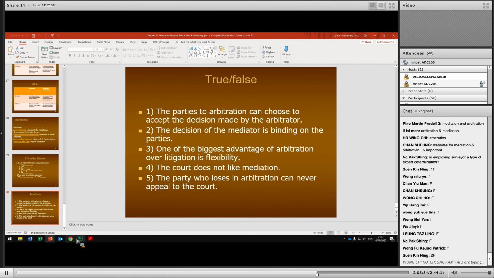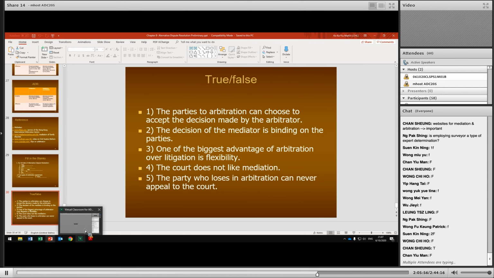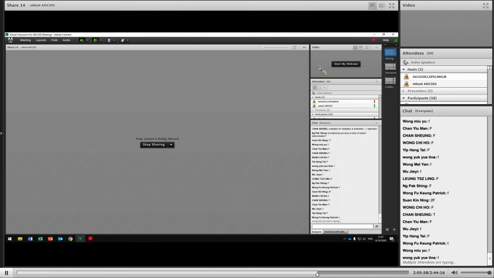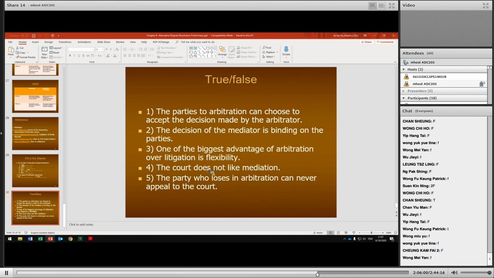Number two. True or false? Now again, number two is false, because the mediator will not make any decision. The mediator will only make proposals, suggestion to the party. He will not make any decision. One of the biggest advantages of arbitration over litigation is flexibility.